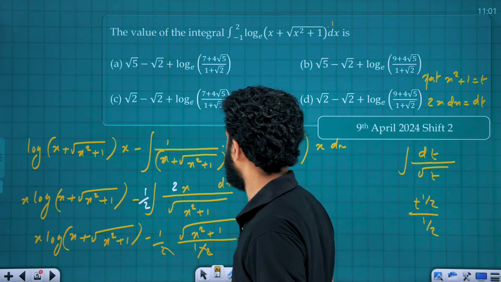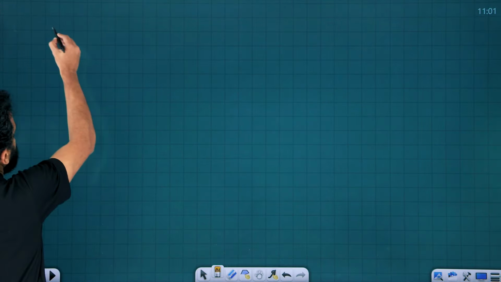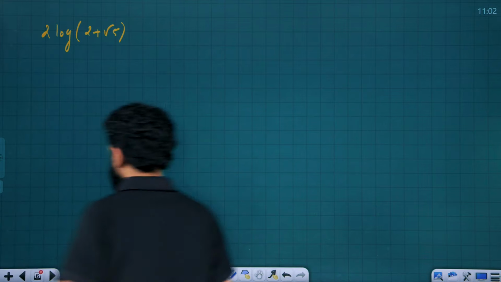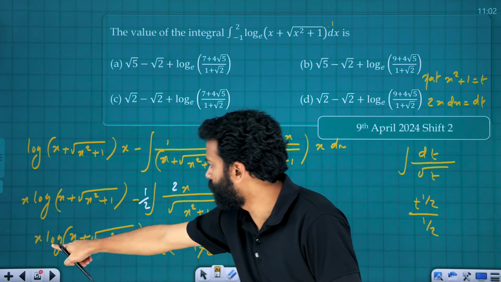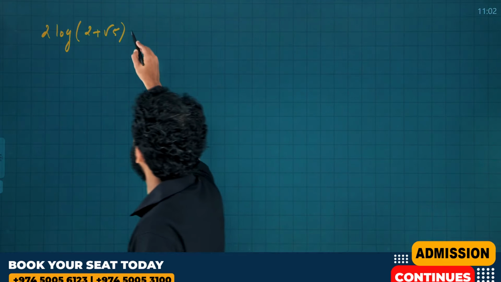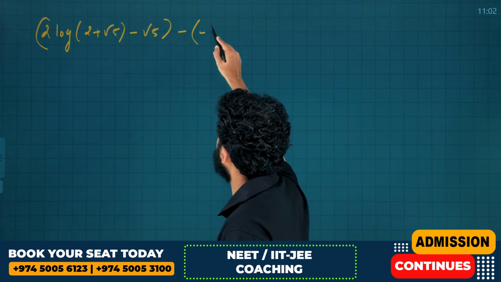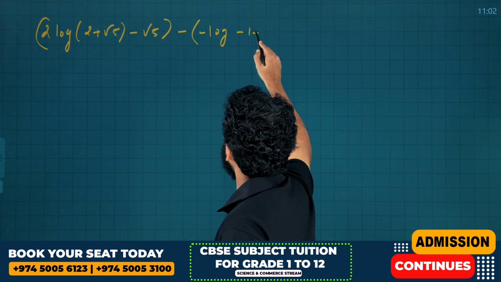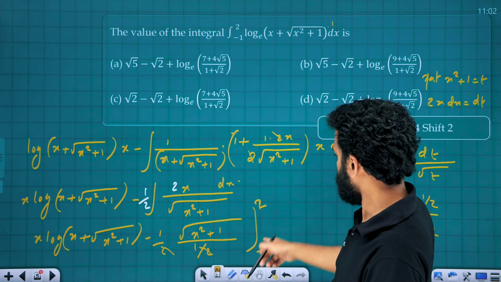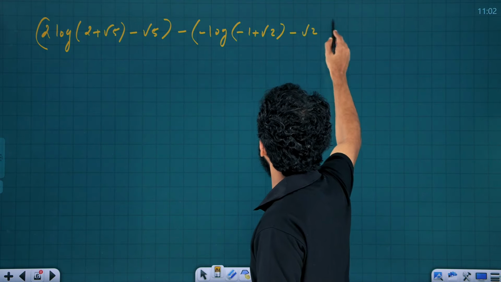If you substitute 2 over here, you will get 2 times log of 2 plus root 5 minus root 5. That is minus root 5. If you substitute minus 1, it will be minus of log of minus 1 plus root 2, and minus root 2. That is minus root 2. Hope you are getting the idea here.